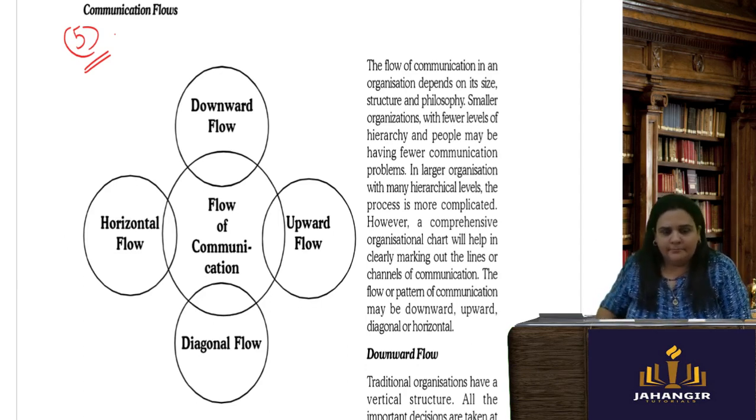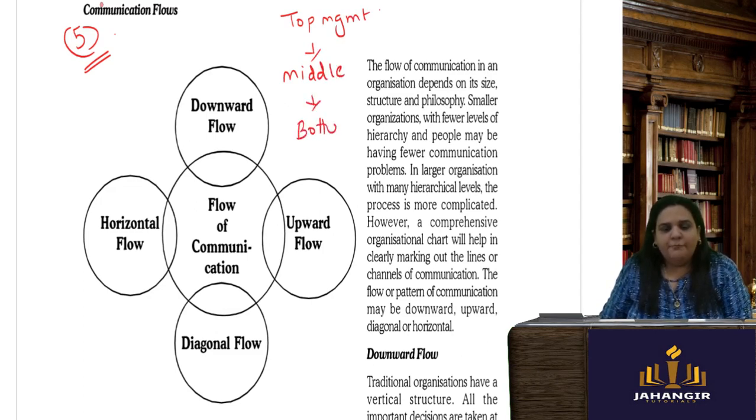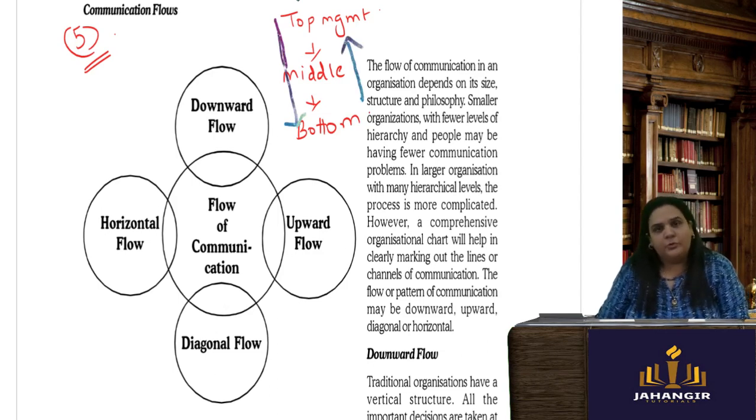So now coming to the communication flow, there are four ways in which communication can flow. One is downward. Say top management, then middle level, and then the bottom. Obviously, communication flows downwards from top to middle, and then low. It also flows upwards, from down to up. Upward flow, downward flow, both.